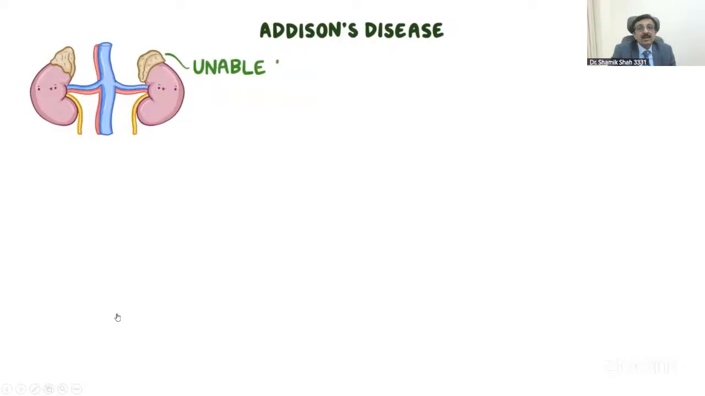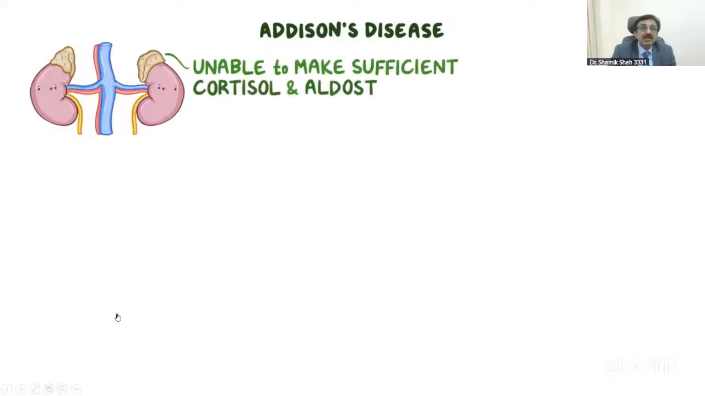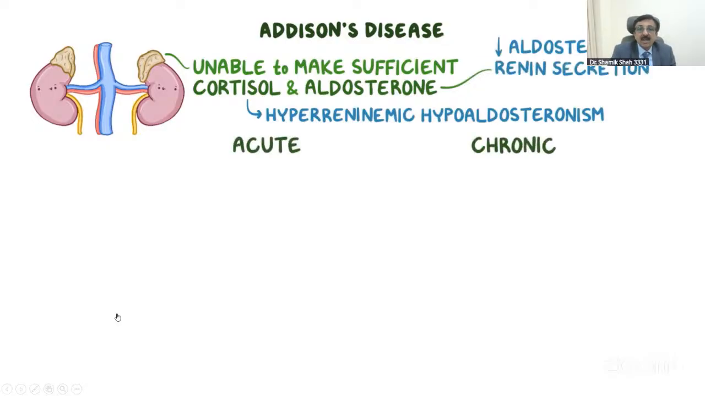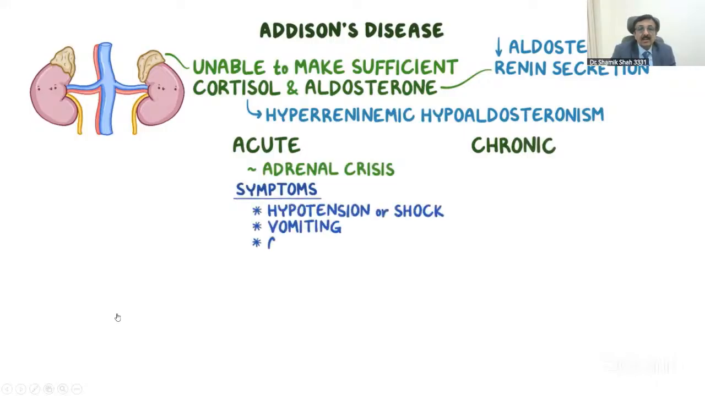Another important cause of hyperkalemia is Addison's disease, where the patient is unable to make sufficient cortisol and aldosterone. There is a reduced aldosterone level, which causes renin secretion and causes hyperreninemic hypoaldosteronism. There are two conditions, acute and chronic. Acute, we know, is also known as adrenal crisis.